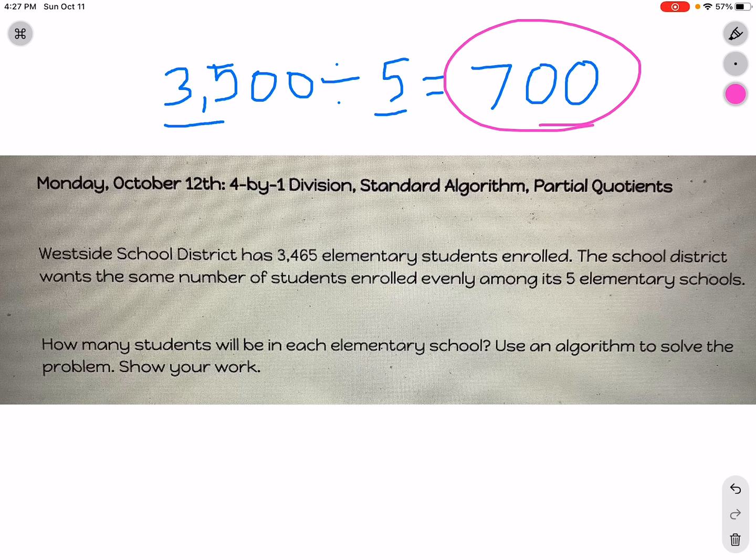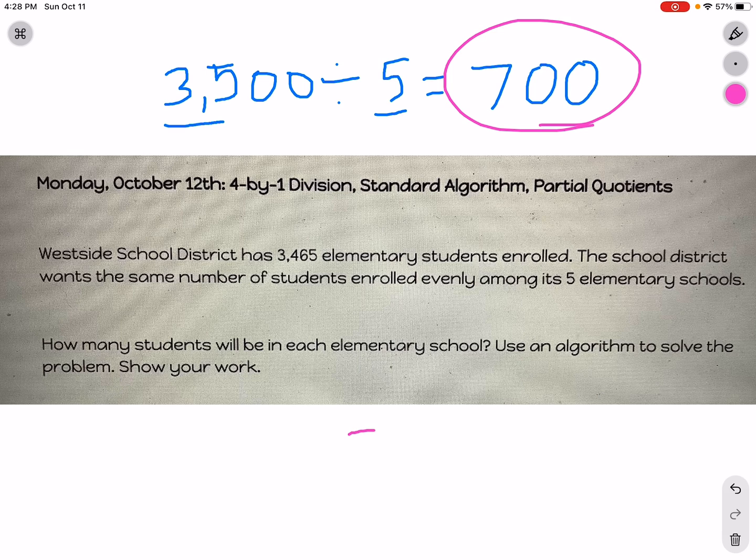I'm going to use the partial quotients method. I find it to be maybe a little bit easier for you where you're at currently, and we're going to do it a little bit differently than you're used to seeing. So let's set the problem up first.